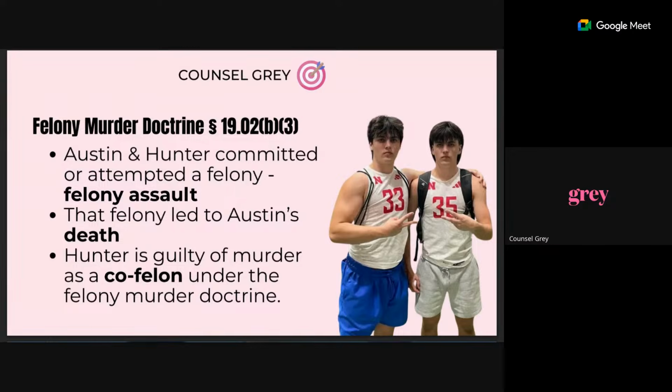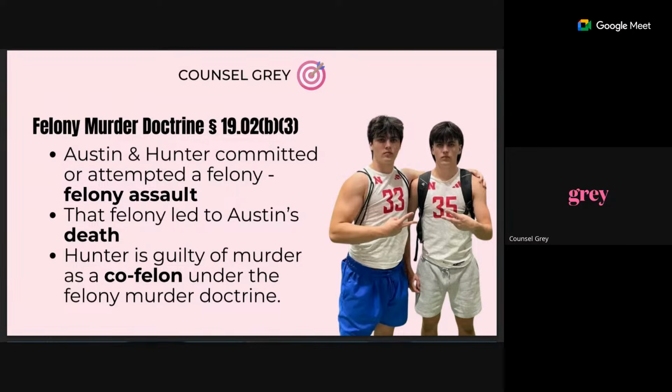So another thing to keep in mind here is that in this case, the defendant is Hunter. Okay, so the case I'm about to make out, the defendant is Hunter. He would be accused of being a co-felon of his slain brother. All right, so let's get into it.